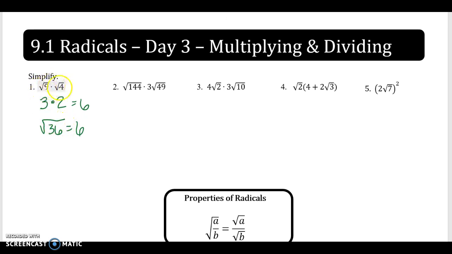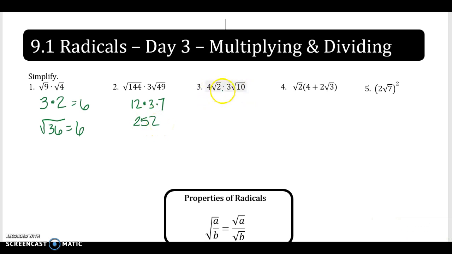However, if these were not perfect squares, then multiplying them together and then factoring them in a different way may help you more. So this one, square root of 144 is 12, and this is 3 times 7, and then you would just multiply all of those together. All right, which is 252.